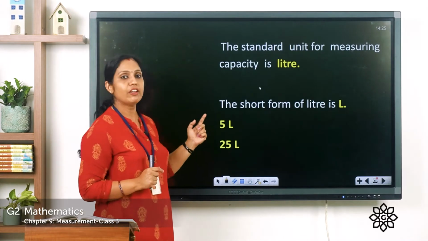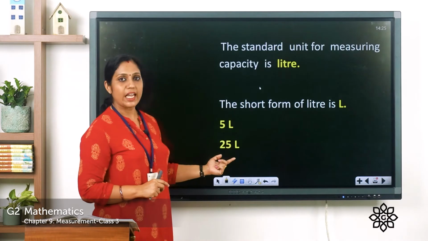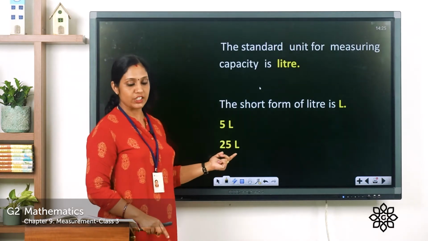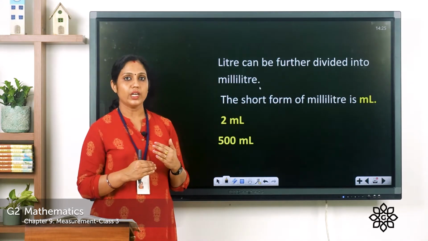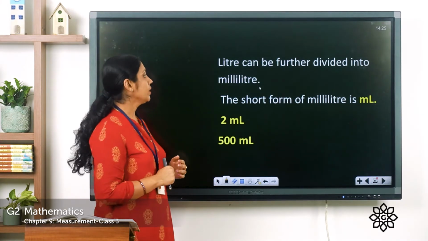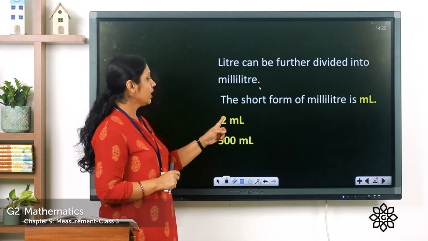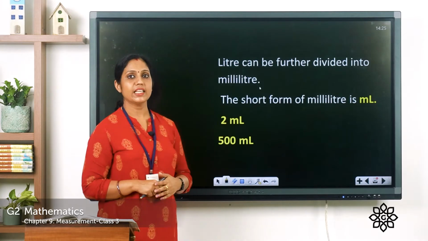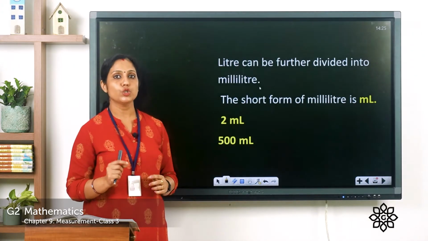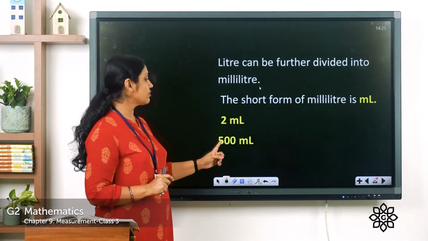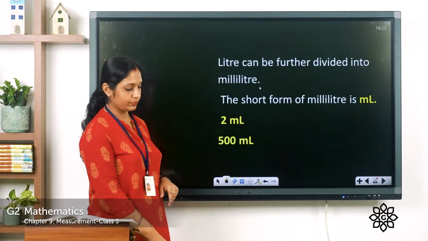So if it is given 5L, we can read it as 5 liter. 25L means it is 25 liter. This liter can be further divided into smaller units, and that is the milliliter. The short form of milliliter is ml. So we have to write M small letter and L capital letter. So here you can see 2 ml. That means it is 2 milliliter. And look here, it is 500 ml. That means it is 500 milliliter.